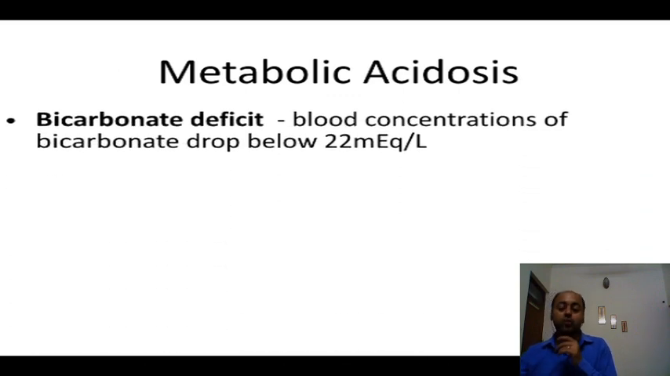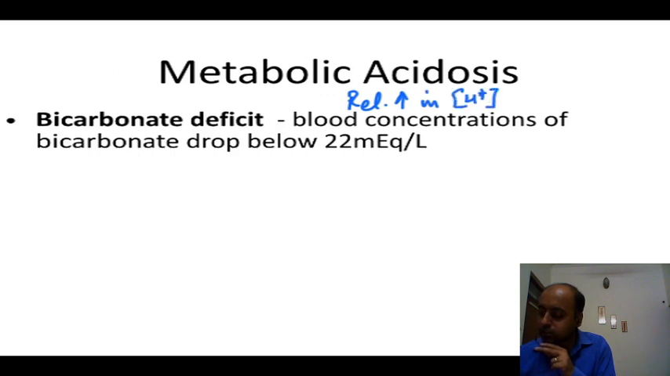So now let's talk about metabolic acidosis. When we say metabolic, obviously we'll talk about the bicarbonate concentration, and because we're talking about acidosis, in this case there will be a decrease in bicarbonate resulting in a relative increase in H plus concentration. There is a relative increase in H plus concentration because the bicarbonate has decreased.